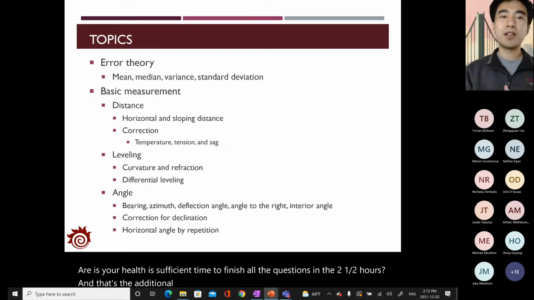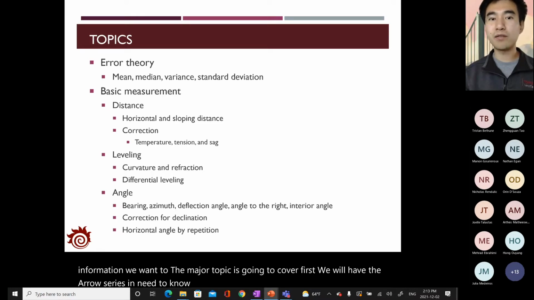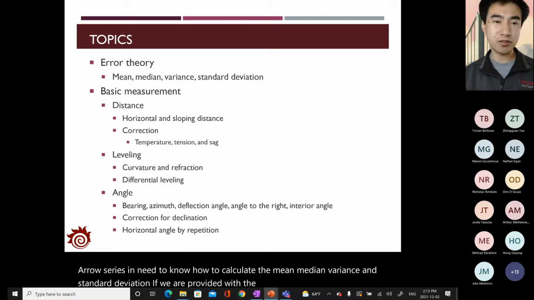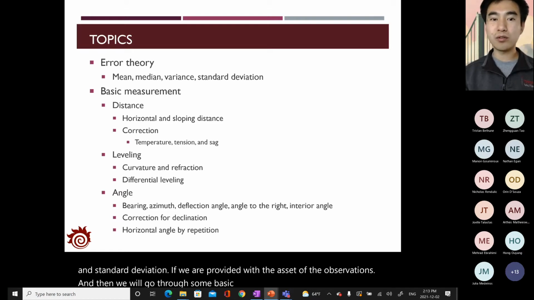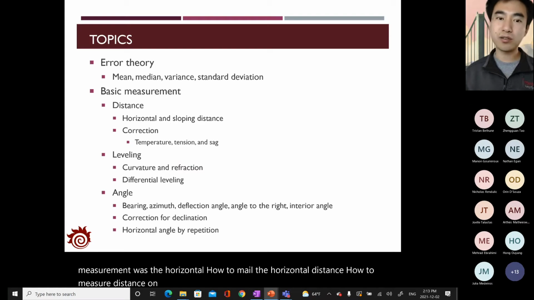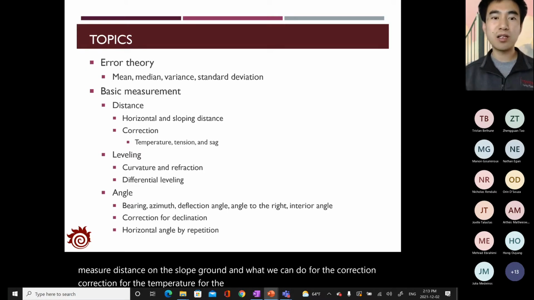And for the topics, this would be the major topics we're going to cover. First, we will have the error series. You need to know how to calculate the mean, median, variance, and standard deviation if we are provided with a set of observations. And then we will go through some basic measurements, including the distance measurement: how to measure the horizontal distance, how to measure distance on sloped ground, and what we can do for the correction for the temperature, for the tension, and the sag.